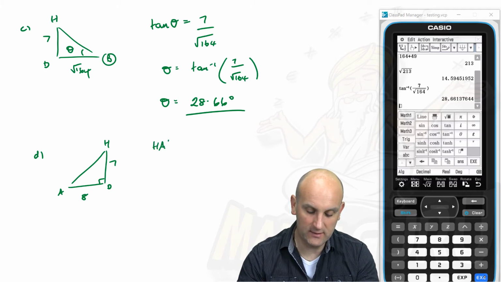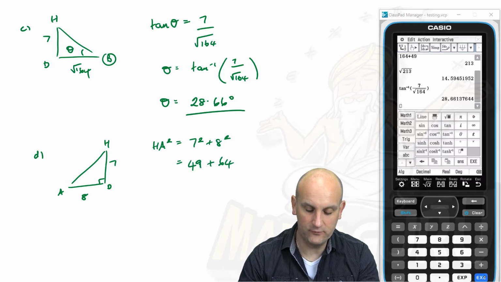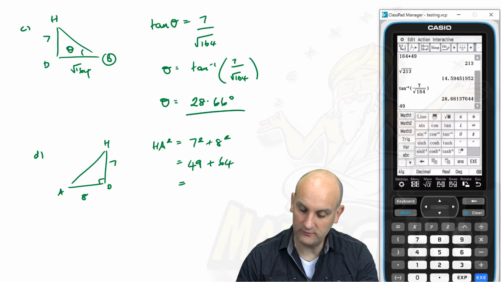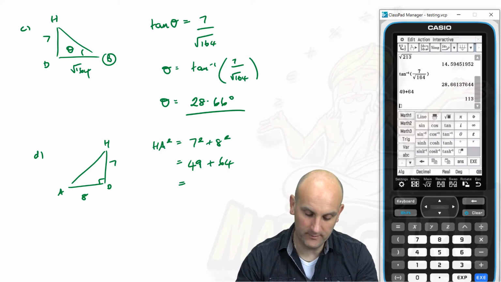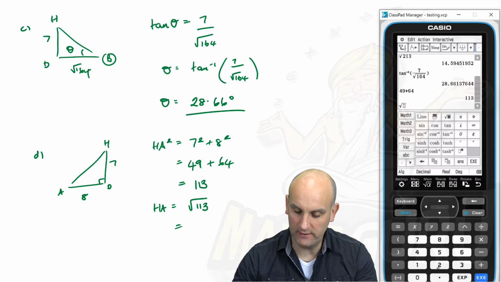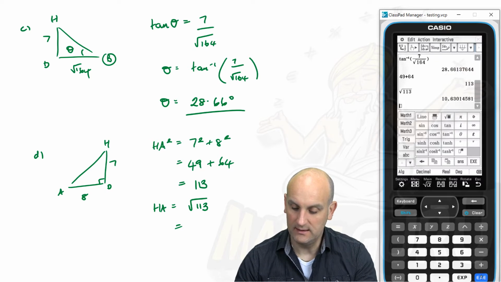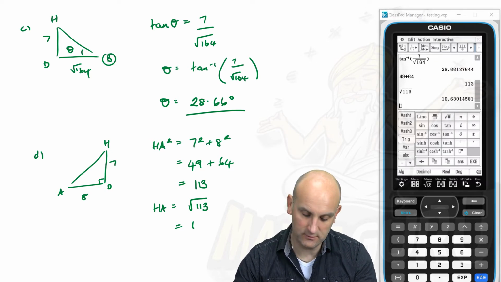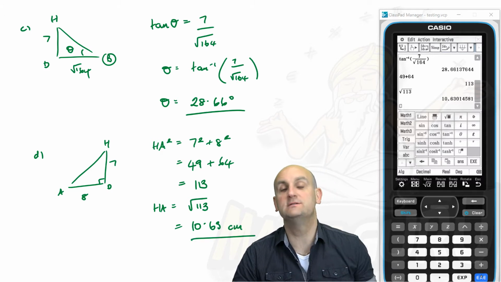So we get HA squared is equal to 7 squared plus 8 squared. I can do that in my head. 49 plus 64. Add those together. Yes, I could also do this in my head, but I'm not going to. That age-old cop-out, 113. So we know that HA is equal to the square root of 113, which gives me 10.63. So 10.63 centimeters.